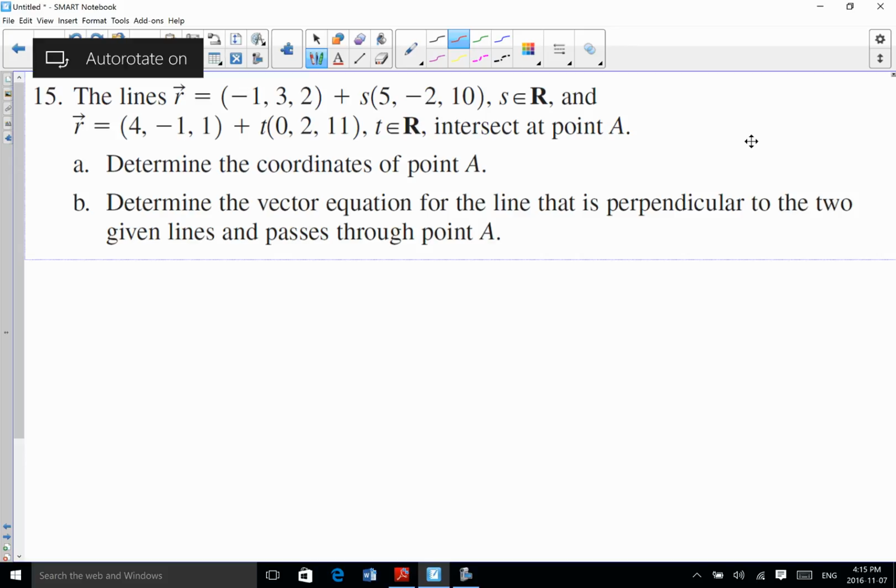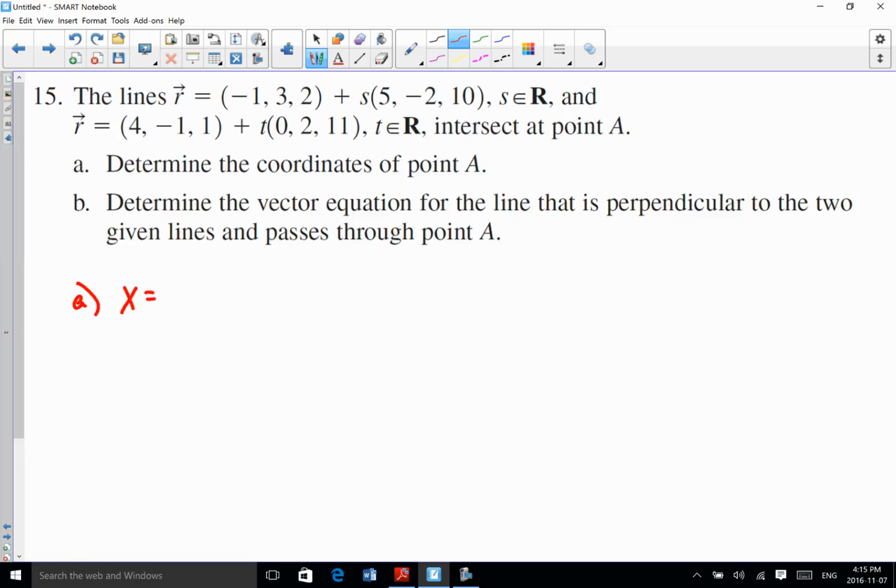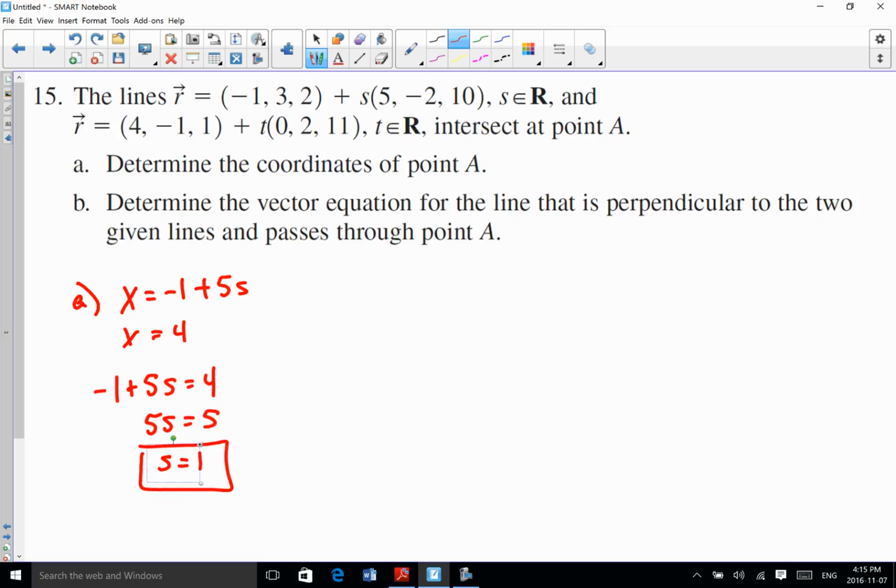In number 15, we're told that two lines intersect at a point, point A. We want to find its coordinates. So let's jump into the parametric versions. X equals -1 plus 5s. X equals 4 and no t's. I can make those two things equal to each other right off the bat. 5s will be 5, and actually this one might as well solve it while we're at it. So s is 1. Already got ourselves a start.